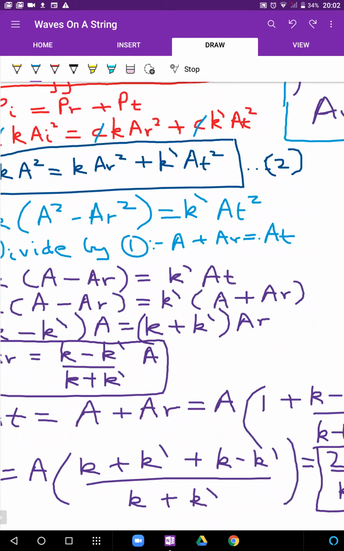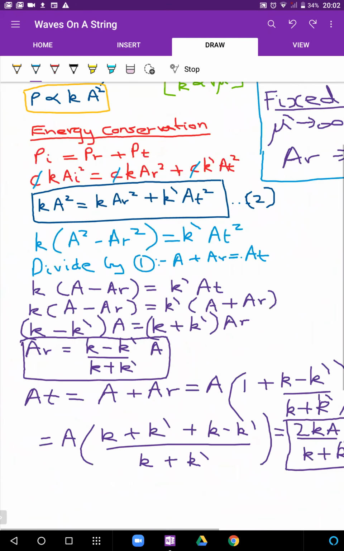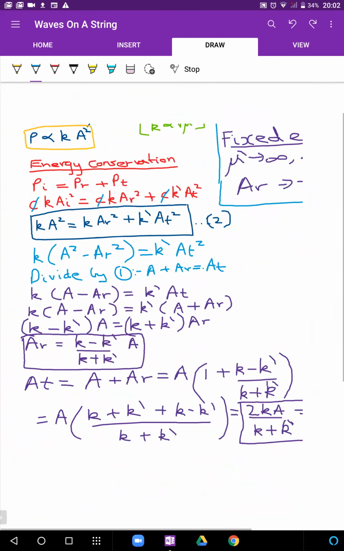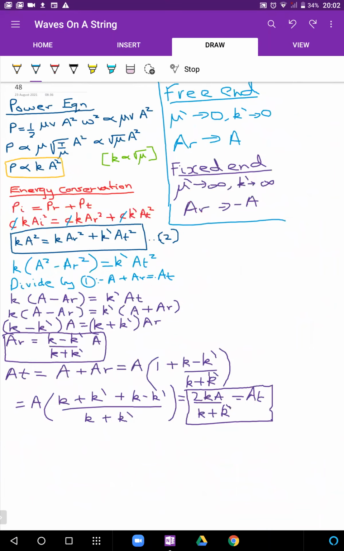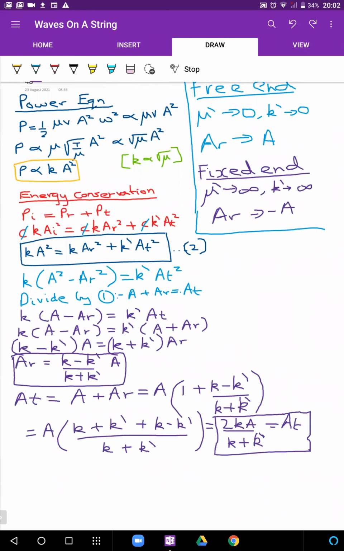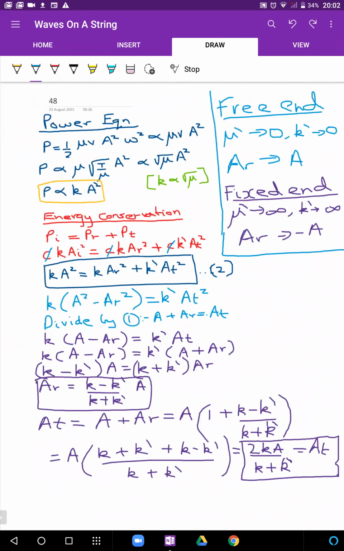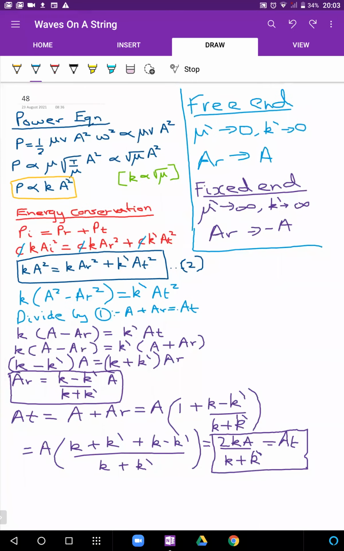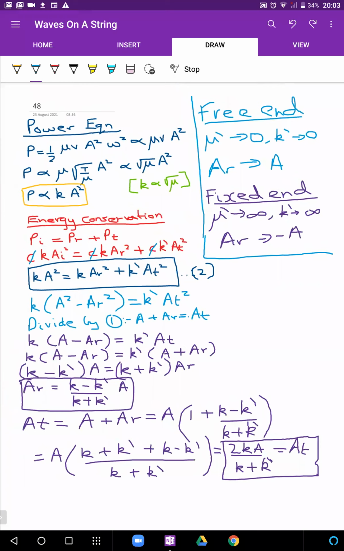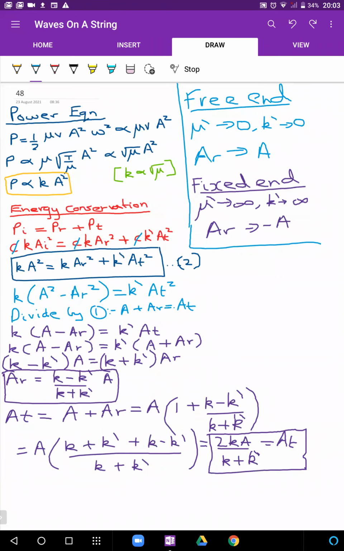So if you have reflection from a fixed end, when your wave goes from a light string to a very heavy string, your reflected wave is going to have an amplitude of -A. Means it's going to have the exact same amplitude, but it's going to be upside down. Okay? So this is a way we can at least mathematically prove the result for free end and fixed end.